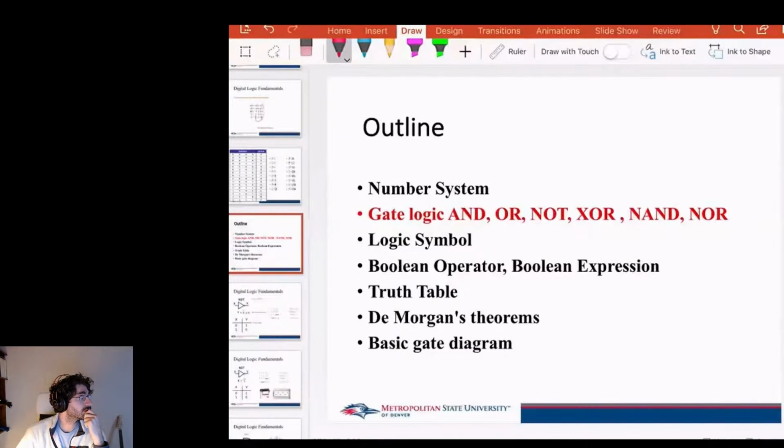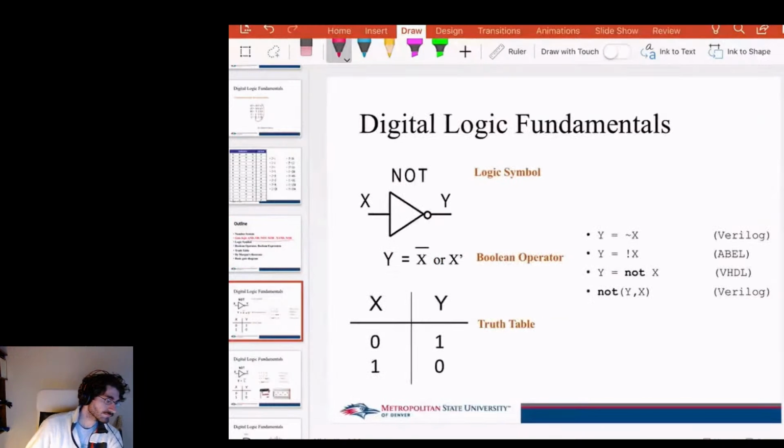In this video, we will talk about basic gate logic, including AND gate, OR gate, XOR gate, NOT gate, NAND gate and NOR gate. Those are all the gates we require you to know. We require you to know the logic, the symbol, how to draw them, and using them to make a small circuit, analyze a small circuit. First of all, NOT gate.